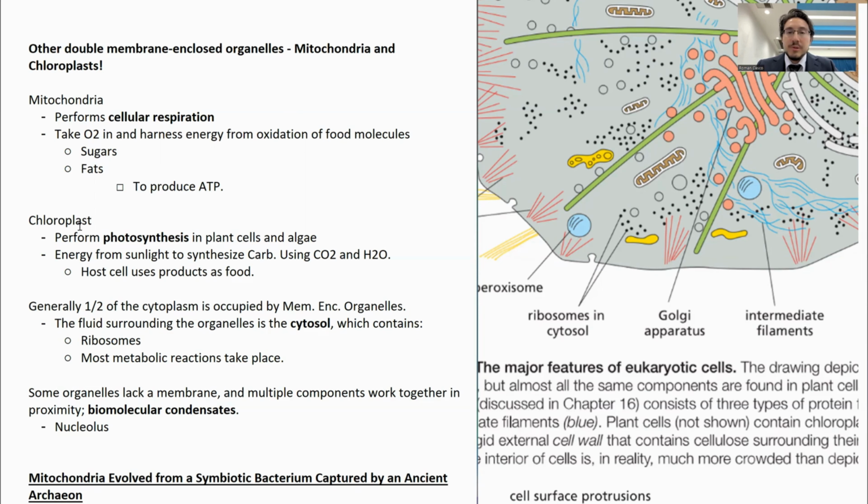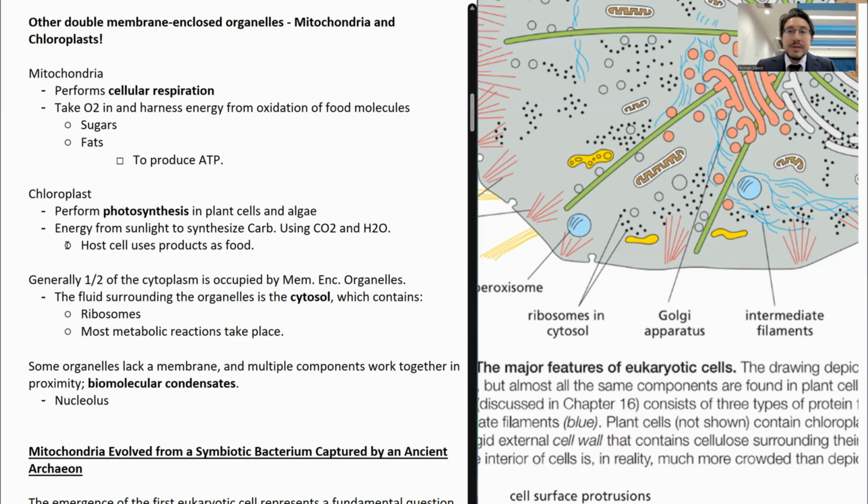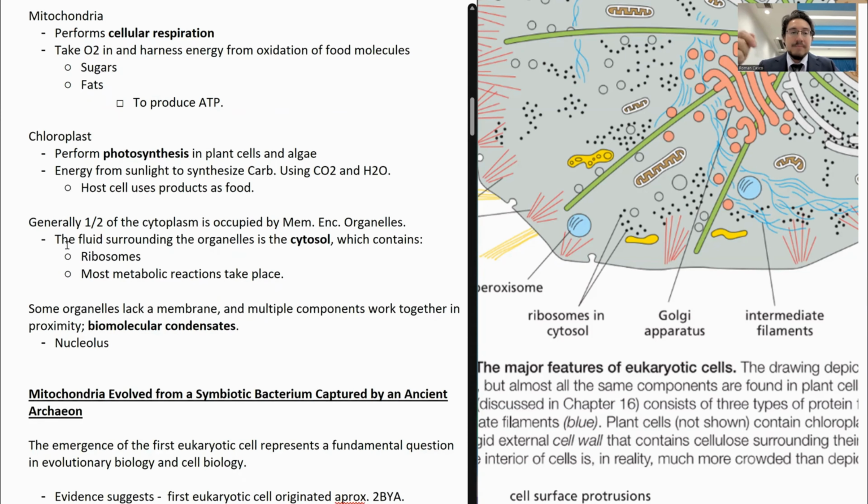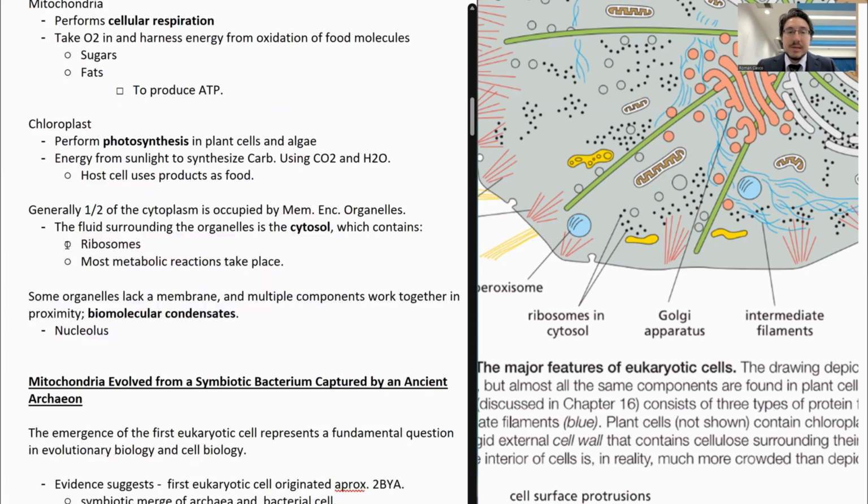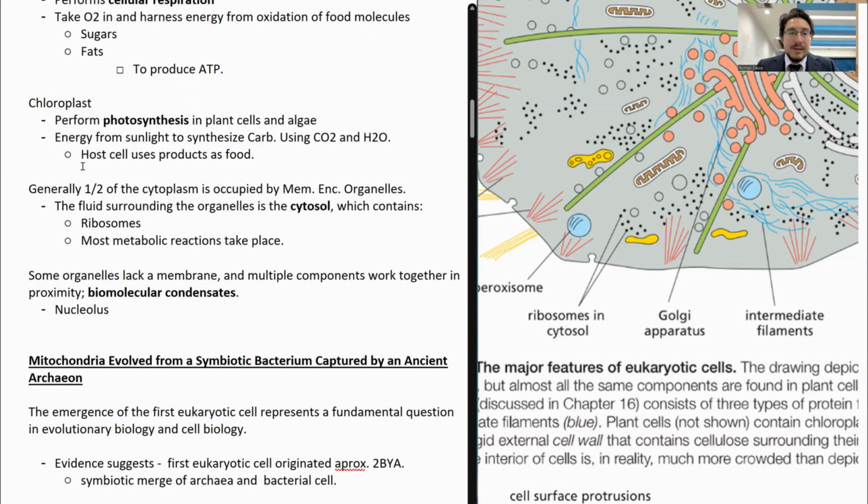As opposed to chloroplast, which essentially performs photosynthesis. Any organism or cell that performs photosynthesis is essentially an autotroph, right? That will produce food, basically glucose. Some examples of such cells would be plant cells or algae.